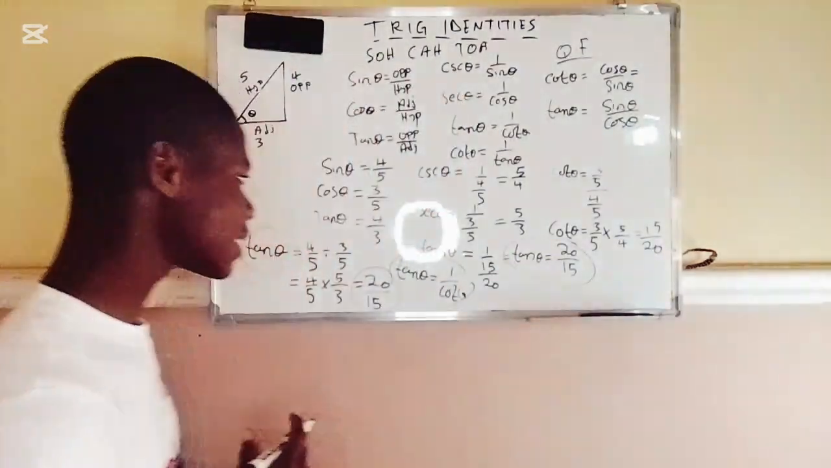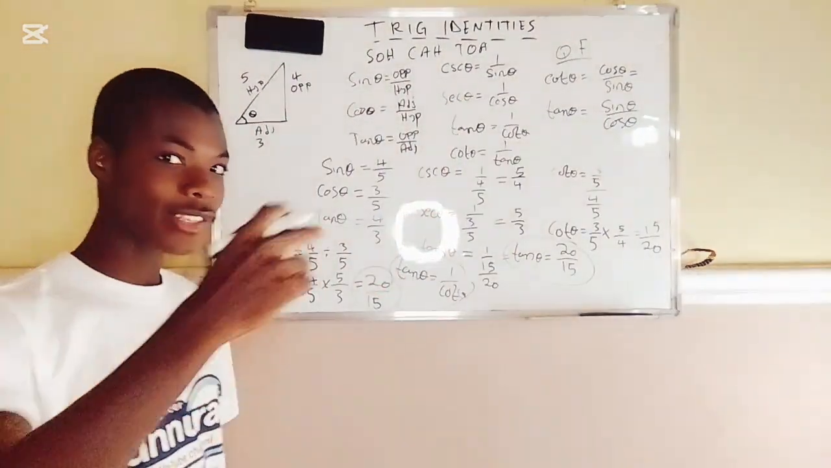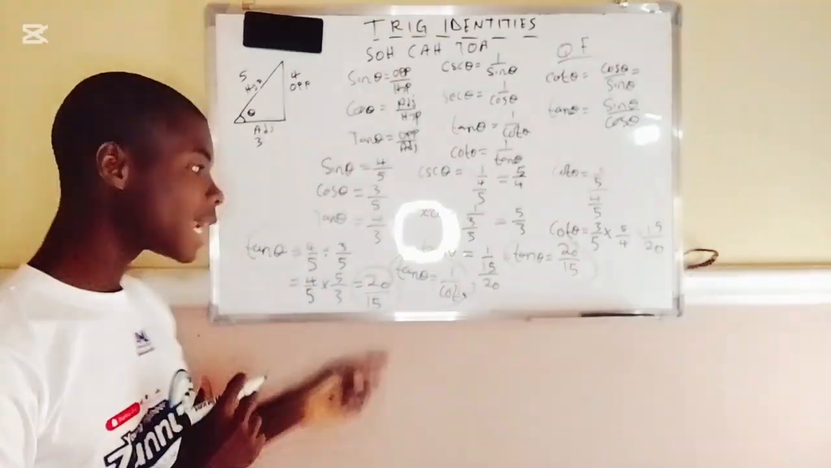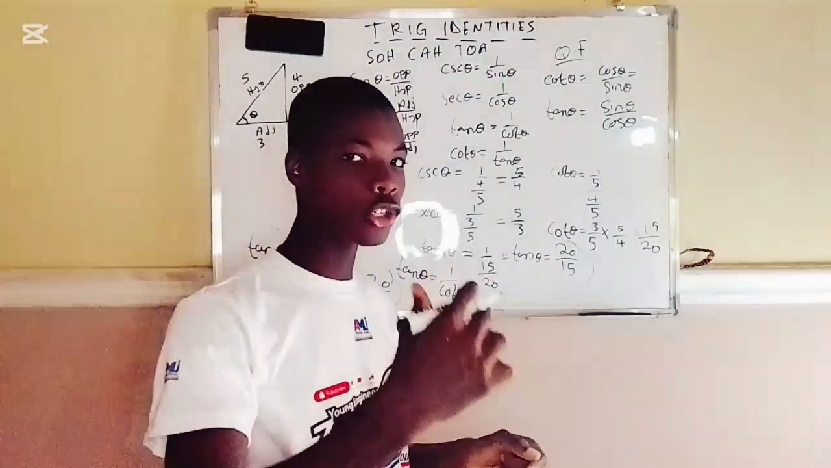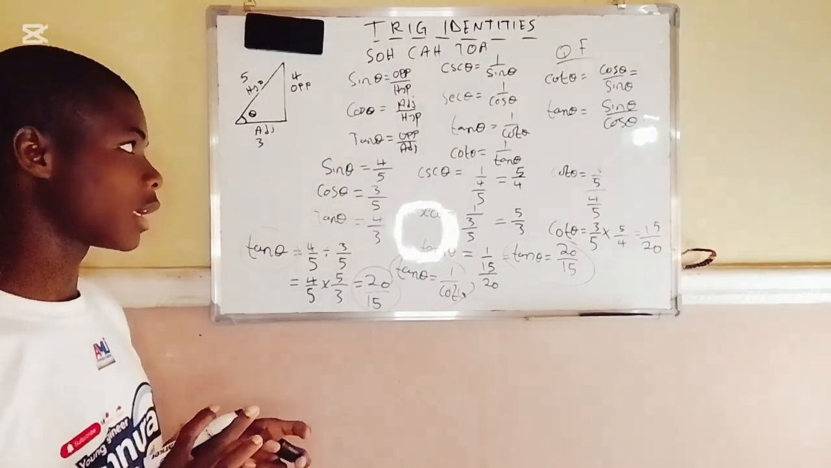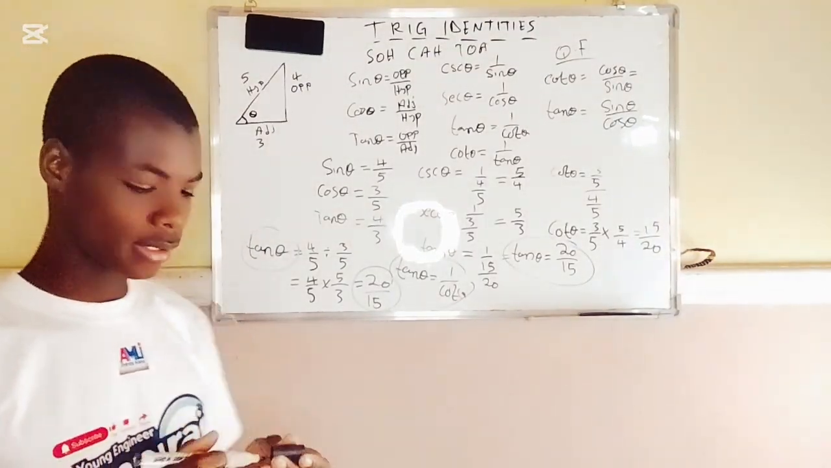So therefore, as you can see, tan is the same thing as 1 over cot, and tan is also the same thing as sine over cos. I hope you get it right.